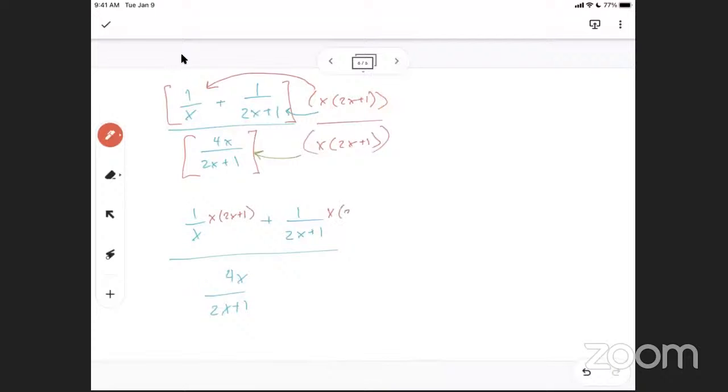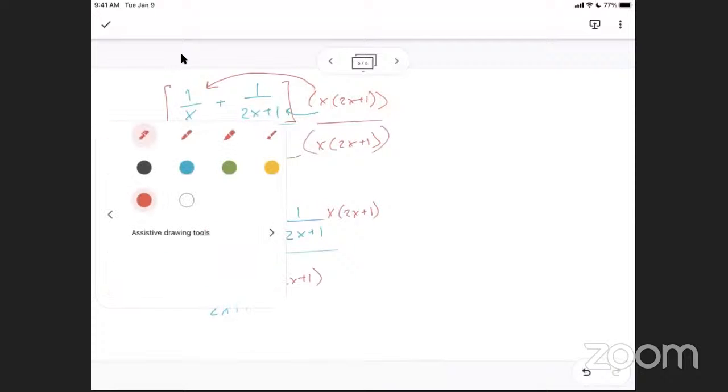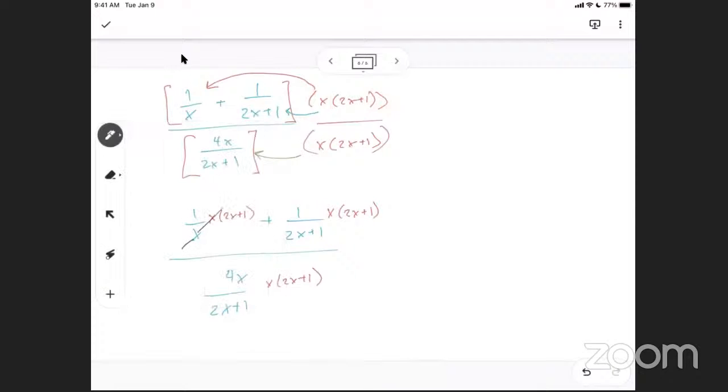And where is it multiplying in? At the top or the bottom? The top. Yeah, it's always multiplying on the top. X and 2x plus 1. What's going to happen right here? What's going to cancel? The x's are gone. All of them. And so what's left? 2x plus 1 is left. Got it? And then the other one.